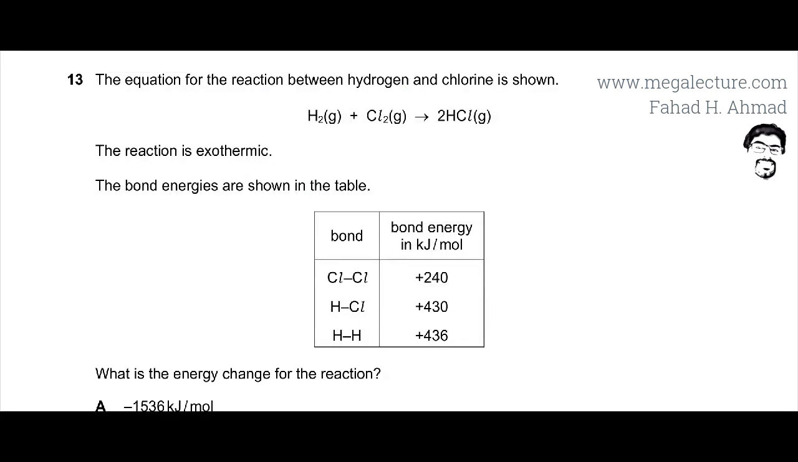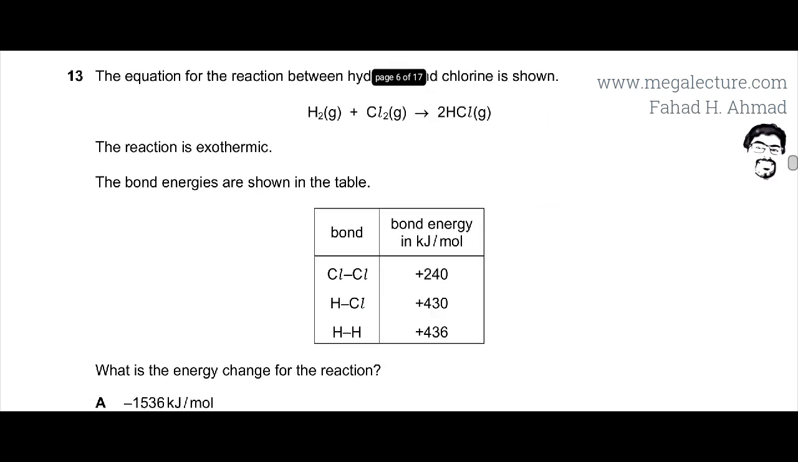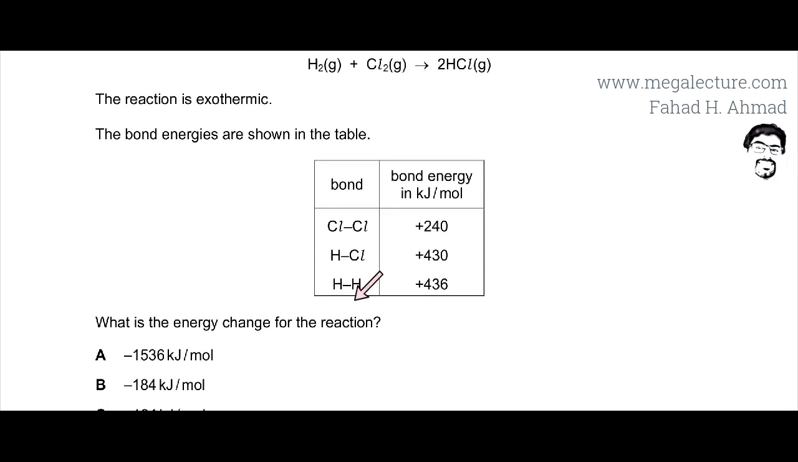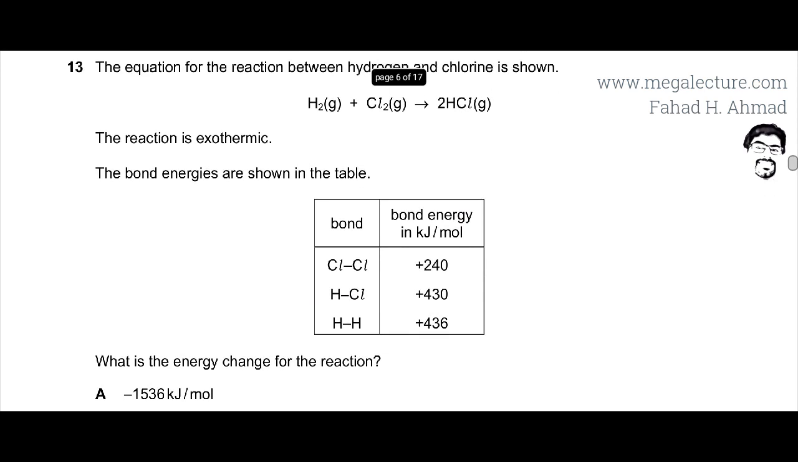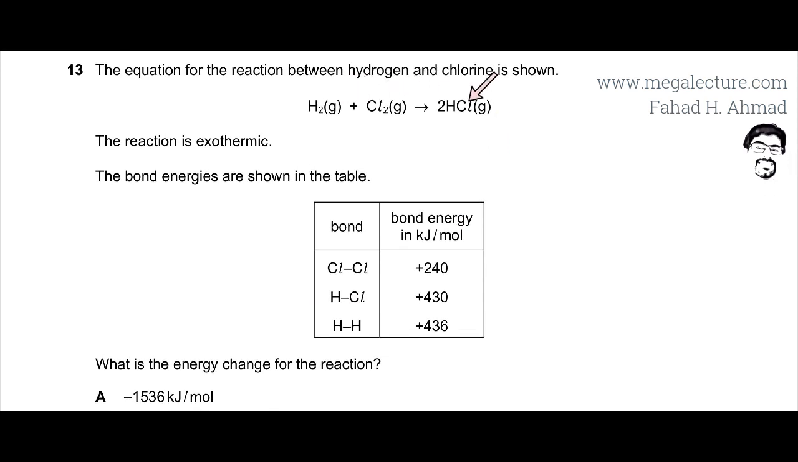The following question reads that the equation for the reaction between hydrogen and chlorine is shown. So there's H2 and Cl2 and they react to produce 2 molecules of HCl. And we're also told that the reaction is exothermic and the bond energies are shown in the table. So you're given the values for different bonds. Cl-Cl is 240, H-Cl bond is 430, H-H is 436. And you're being asked what is the energy change for this reaction. So you need to find the net energy change for this reaction.